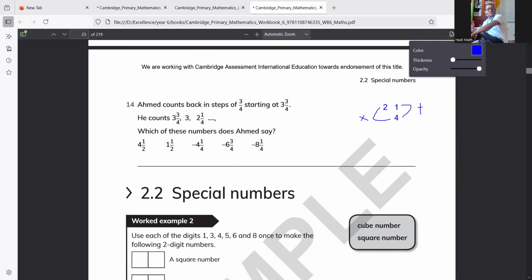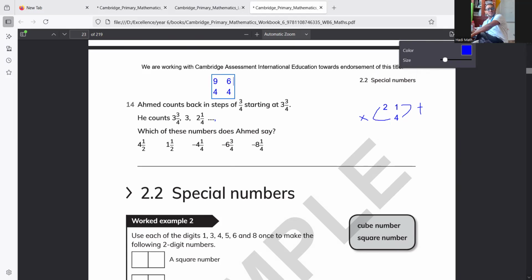So go and find it. Like I'll find my terms here. This is 2 multiplied by 4 is equal to 8. 8 plus 1 is equal to 9. It is 9 over 4. So please subtract from it 3 over 4. It's going to be what? 6 over 4.